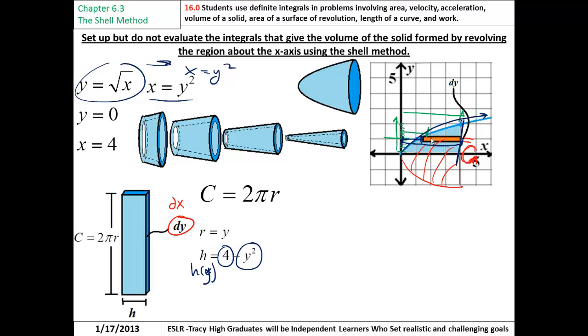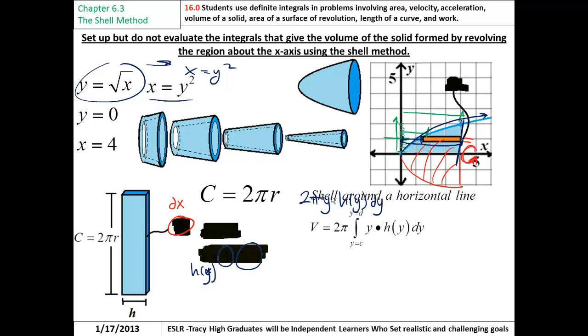So if you give me a y, I can tell you what the height is, and consequently, I can tell you what the volume is of this thing. And the volume of that cylinder is going to be 2 pi times y times h of y dy. So, going on here, shell around a horizontal line is just going to be given. So we're chopping it into shells, and it's saying volume, which is basically what I just wrote there, except now you're integrating with respect to y.